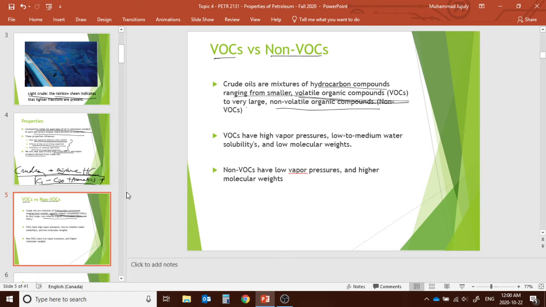That means smaller hydrocarbons we call VOCs. VOCs have high vapor pressure, low to medium water solubility, and lower molecular weights. But the non-VOCs have low vapor pressure and higher molecular weight. So remember these: VOCs have high vapor pressure, but non-VOCs have low vapor pressure. And usually the VOC molecular weights are lower than the non-VOCs.